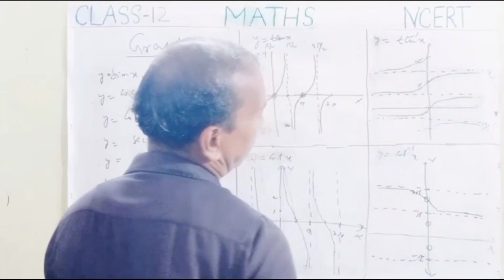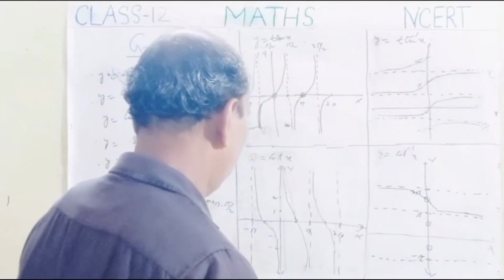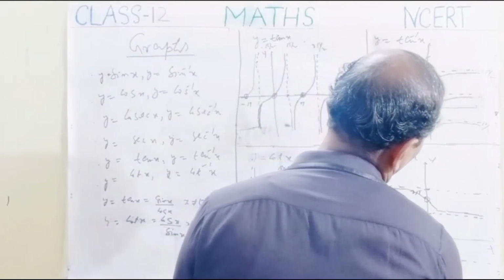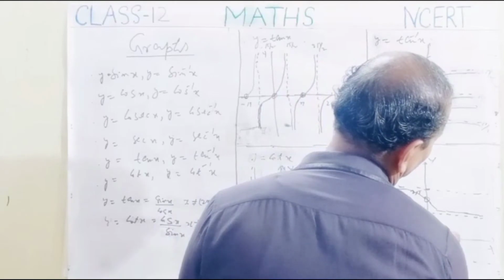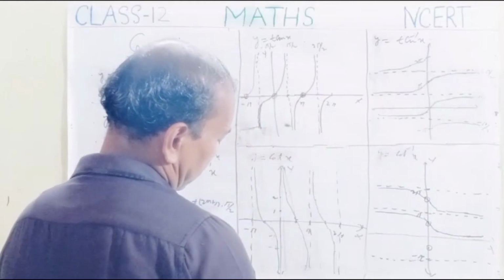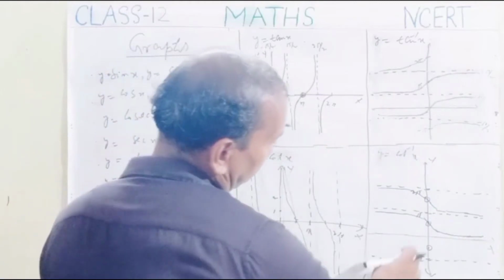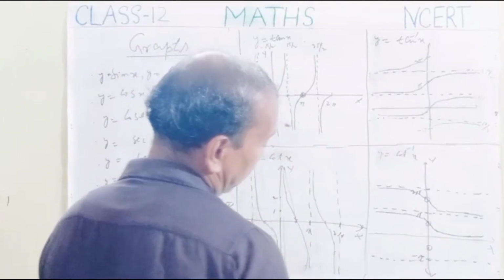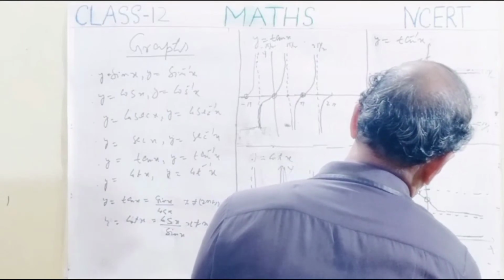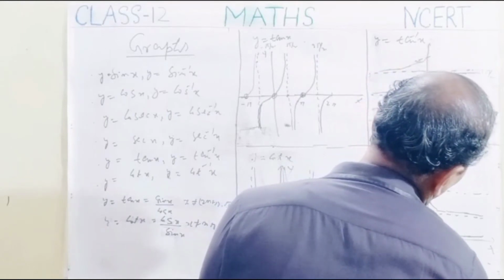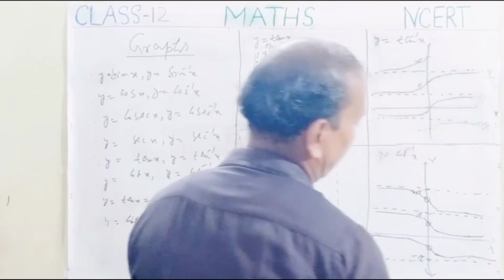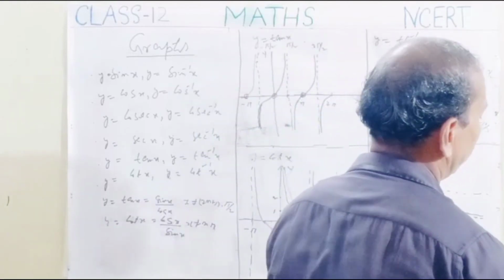These parallel lines show that the points are at infinity. Similarly for pi by 2, the value is 0, so the graph will be like this. Similarly for minus pi by 2, this point is minus pi by 2, and the value is 0. The graph will be something like this. This will be 0 here, and this is going to infinity. So this is all about these graphs.